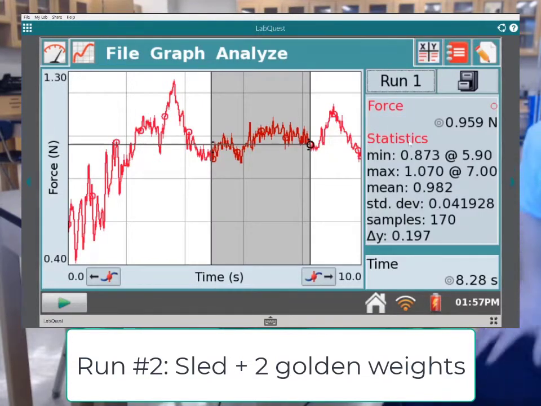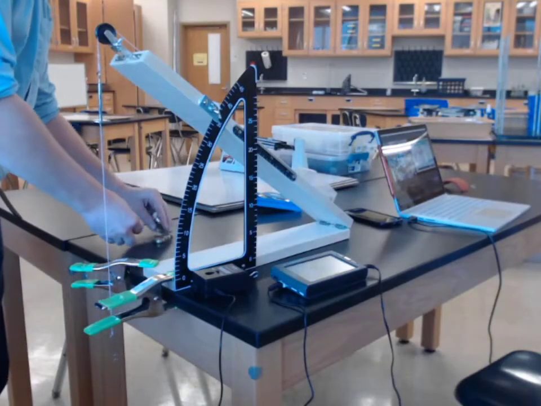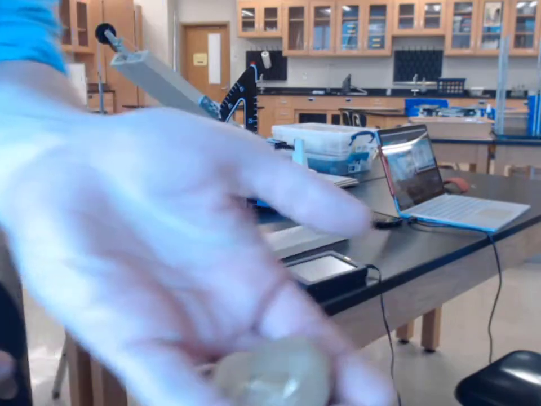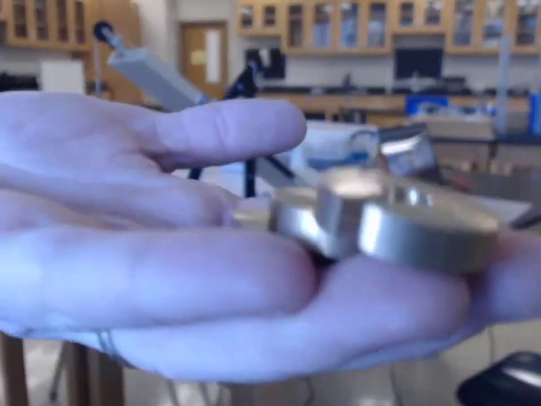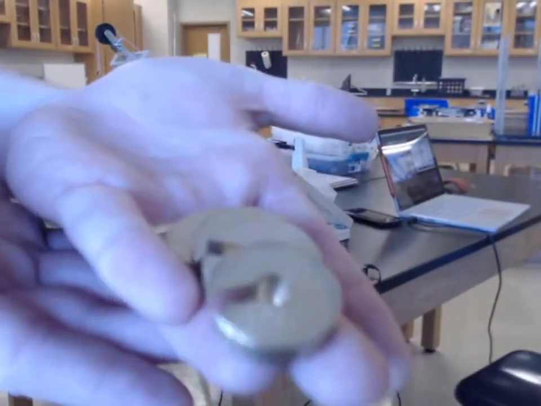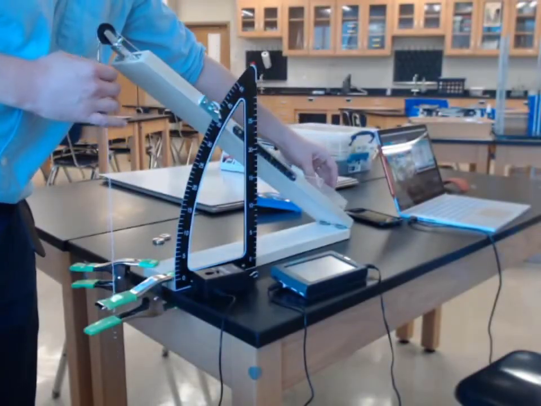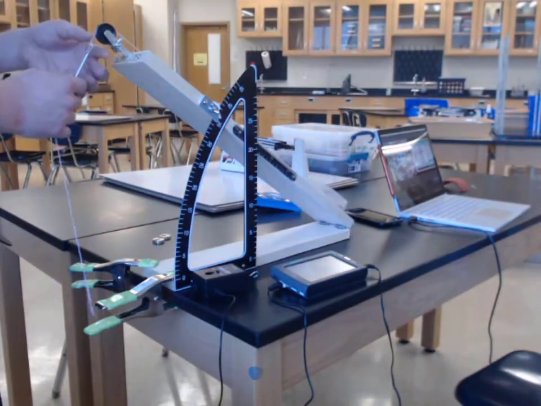Okay, so now we have some data about our second run, which was the sled plus two of those golden little circle weights. To try to get our data to come out a little cleaner, I'm actually going to add 4 more of these, so we'll have 6 total in our sled. And hopefully if it's heavier, it's easier for me to get better data.